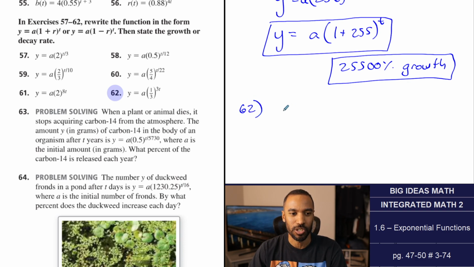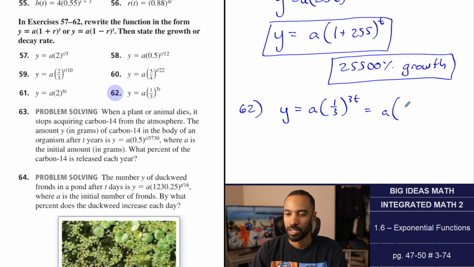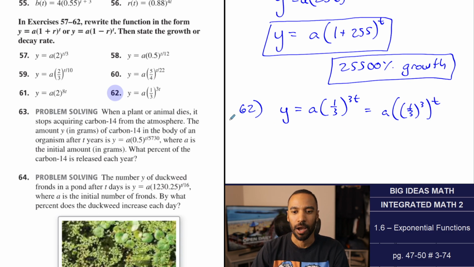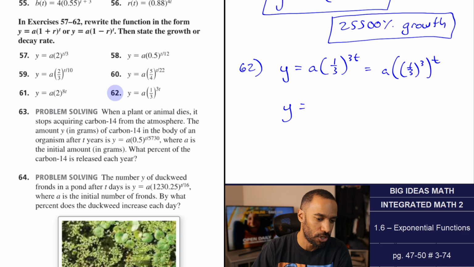And number 62. Y equals A times 1/3 to the 3t power, which is A times 1/3 cubed to the t power. Now, 1/3 cubed is 1 over 27. So instead of me doing 1/3 cubed, I'm just going to type in the calculator 1 over 27.